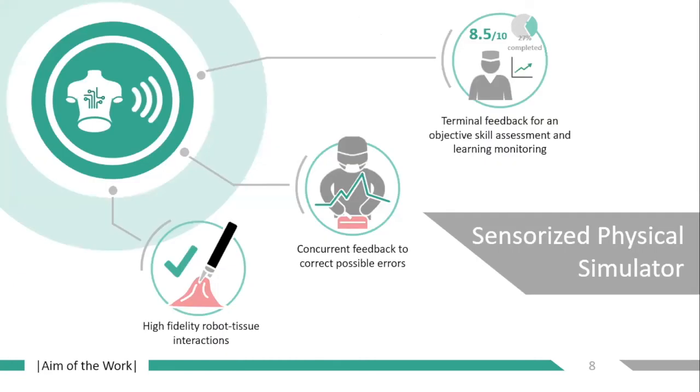So what we did at Sant'Anna was to develop a sensorized physical simulator in order to combine the advantages of the two. So we have high fidelity robot tissue interaction from the physical simulator, and also the sensorization can provide us data to give, for example, a concurrent feedback to correct online errors of the surgeon during the simulation. And also it can provide a terminal feedback for an objective skill assessment and the monitoring of the surgeon progress.